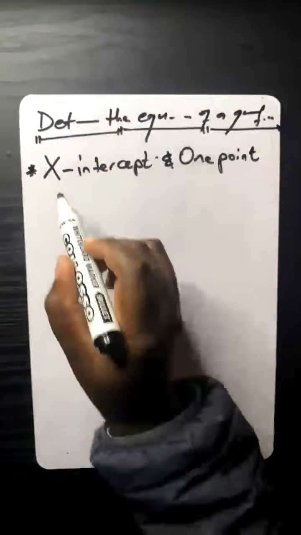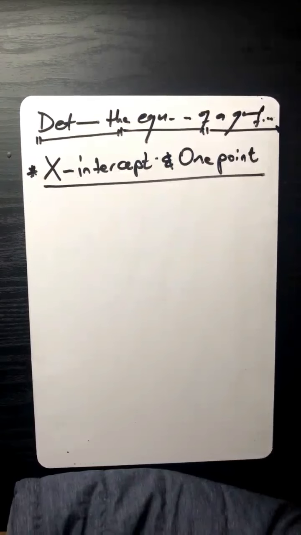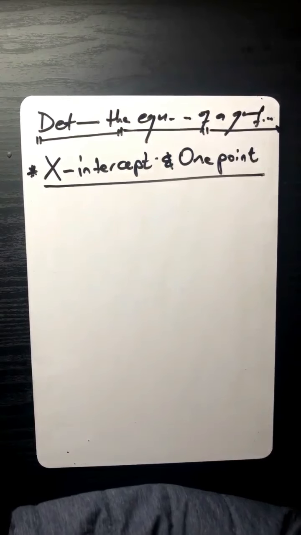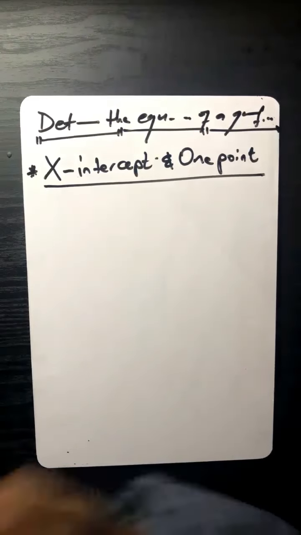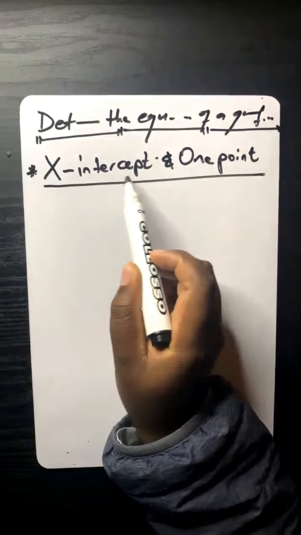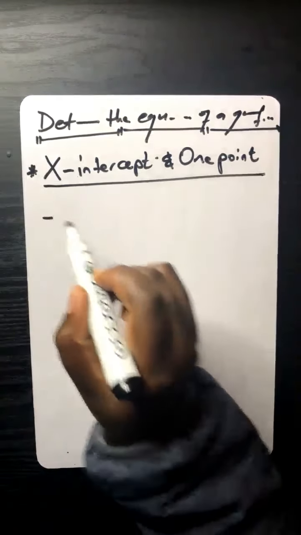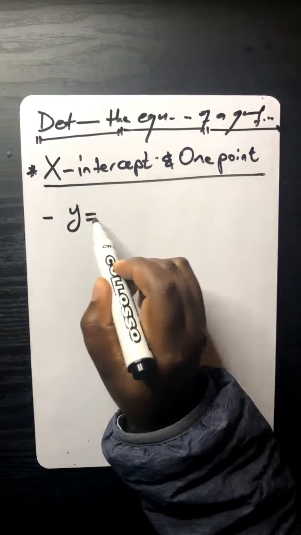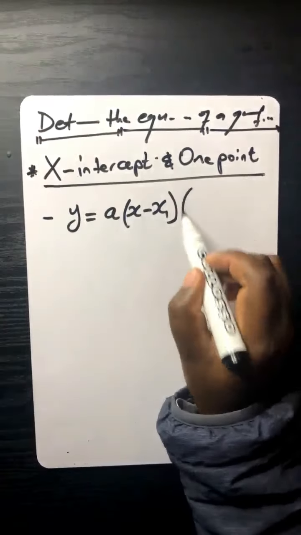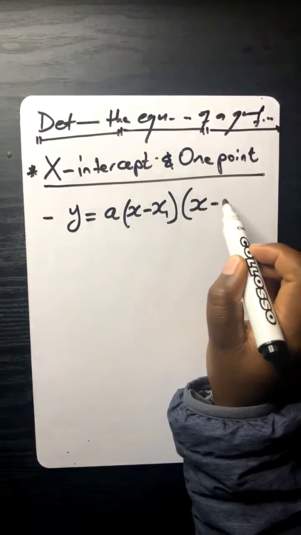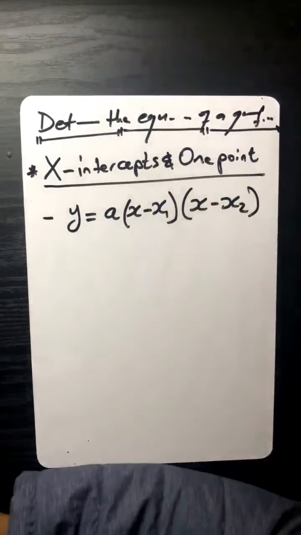So I want to explain all regarding x-intercepts and 1 point. Remember, this is what you'll be given on a graph. In a situation where you are given the x-intercepts and 1 point, this is the formula that you use: y = a(x - x1)(x - x2). So it should be the x-intercepts over there.